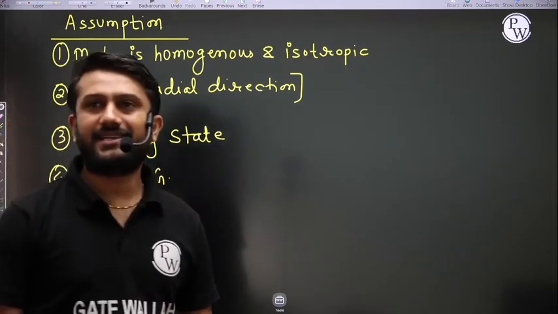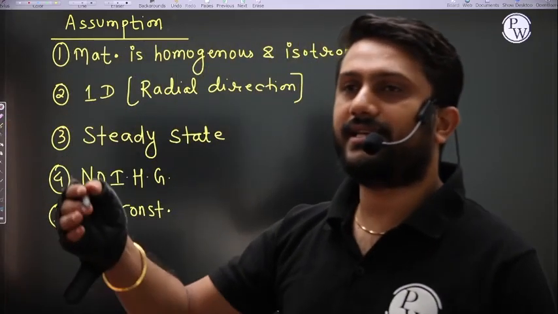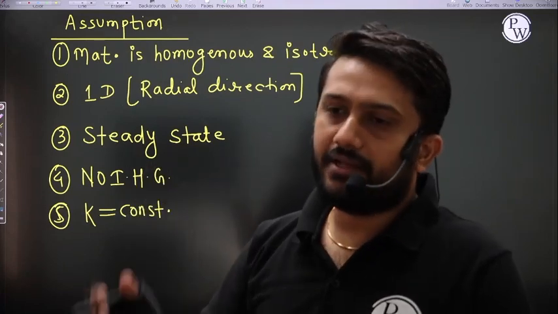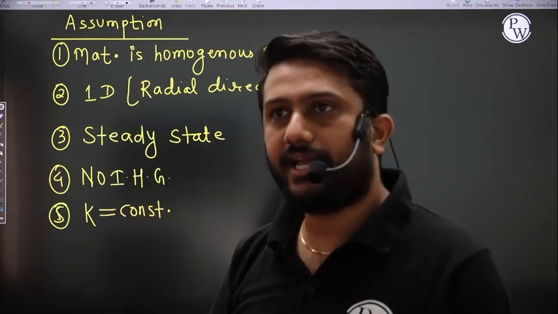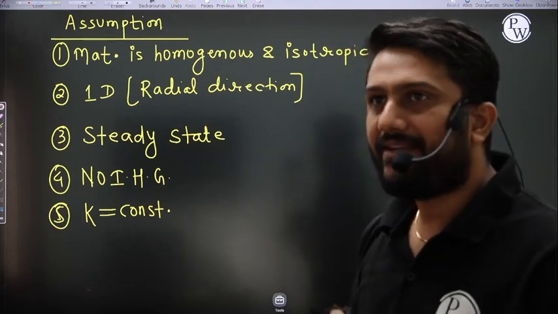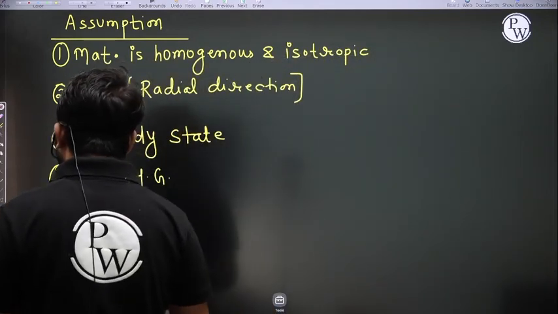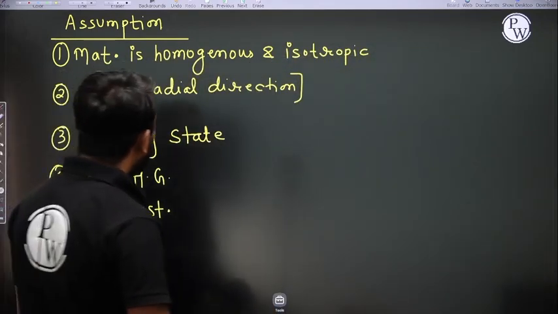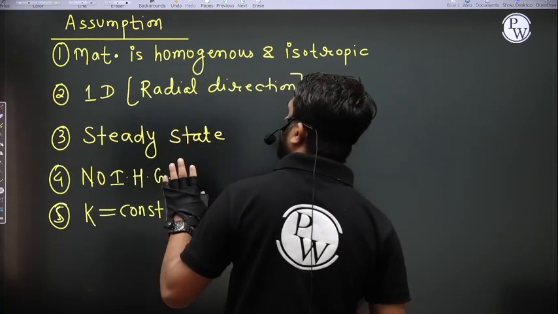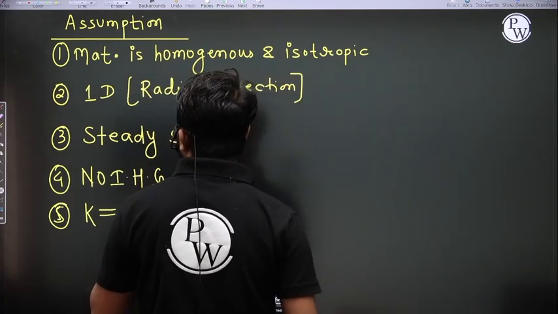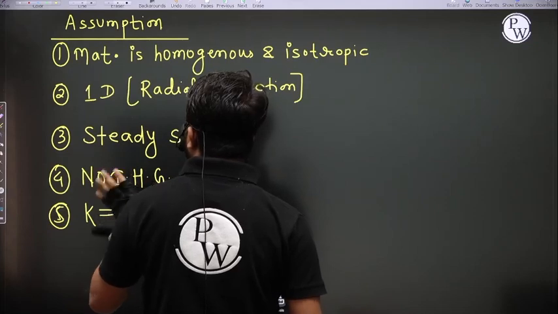So if I am considering all these assumptions, then can we reduce the general heat conduction equation to a simple form? Yes, sir, we can reduce. Right. So the material is homogeneous and isotropic. That means Kr is equal to K theta is equal to K phi.